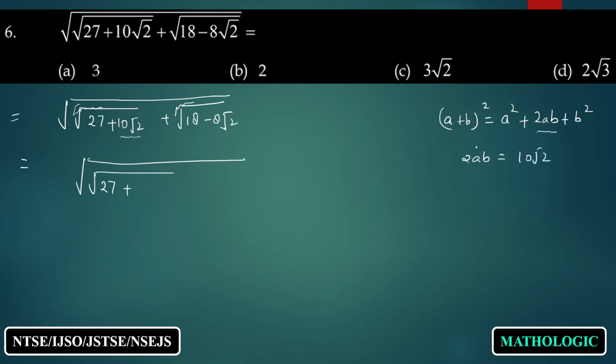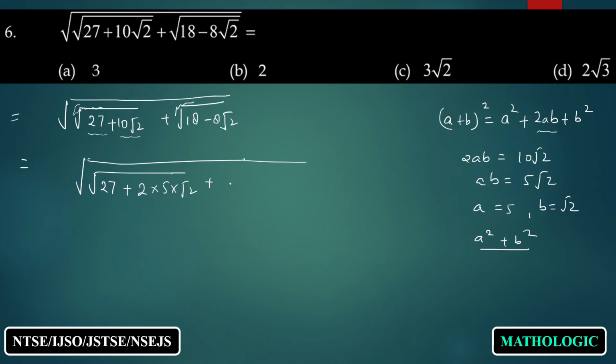Taking 2 common from here, and this 2 will cancel this 2 here. So ab is equal to 5 root 2. So we can write a is equal to 5 and b is equal to root 2, or any possible combination which on a square can give us 27. Since 27 is the sum of a square and b square, what should the sum of these two give us? 27 should come, right? So here we will write 2 times 5 into root 2, and we can see that a square, which is 25, and b square is equal to 2, so 25 plus 2 is 27. We have a perfect square over here.